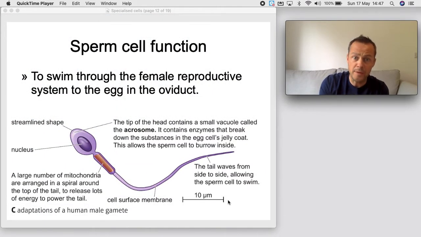So, first of all, the sperm cell function. What is its job? Now, the sperm cell's function is to swim through the female reproductive system to get to the egg, which is in the oviduct in the female reproductive system. And it has a number of different adaptations to help it do that job as efficiently as possible.